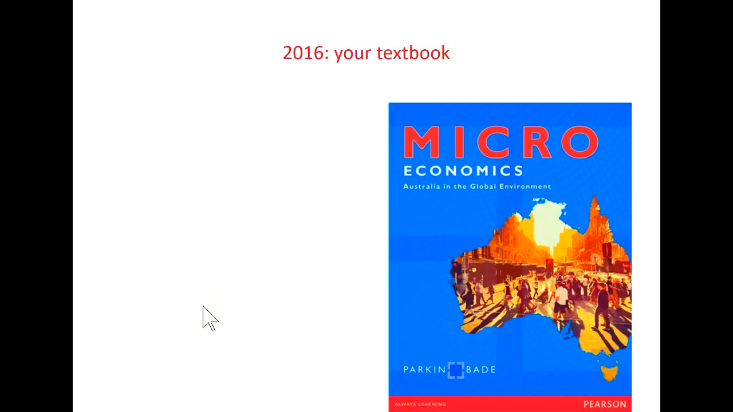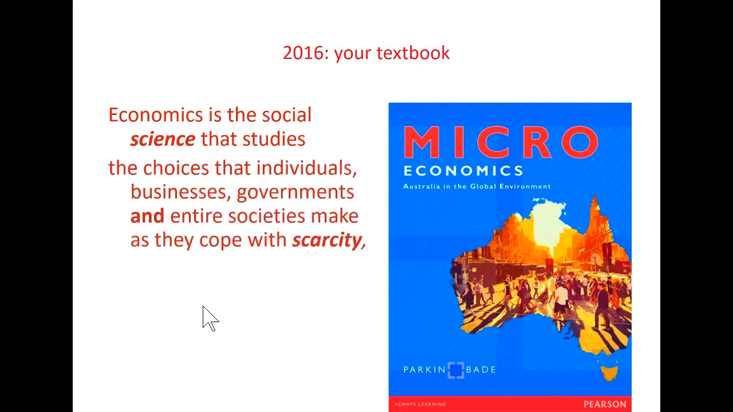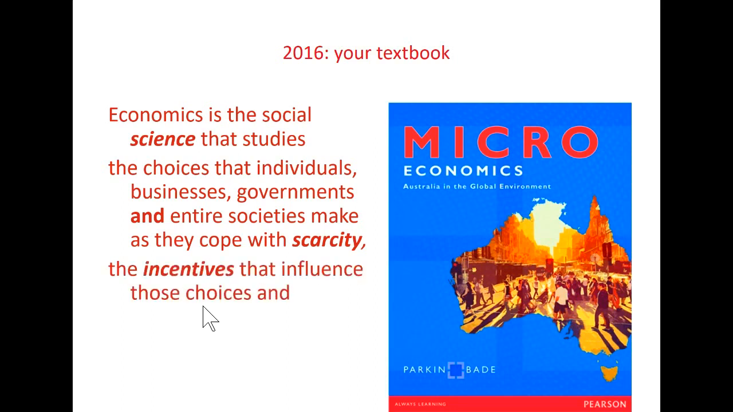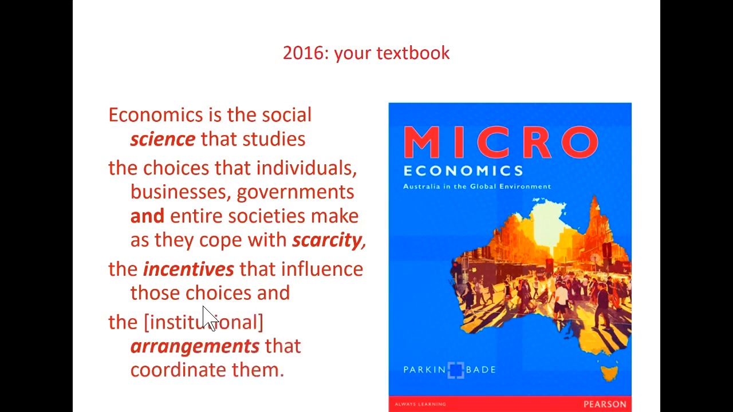Before we go on, we should probably say something about what economics in general is. And we might as well start by having a quick look at what the textbook has to say on the matter. So here's your textbook, Microeconomics by Parkin and Bade. And here's their definition of economics. Economics is the social science that studies the choices that individuals, businesses, governments, and entire societies make as they cope with scarcity, the incentives that influence those choices, and the institutional arrangements that coordinate them.